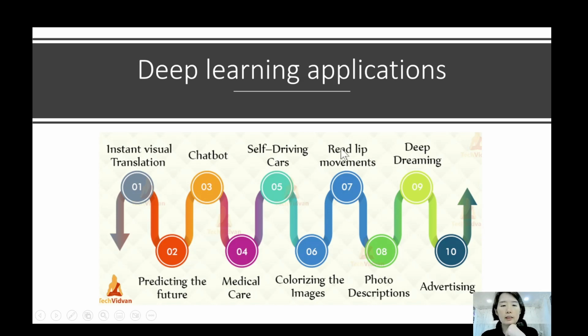So let's take a look at the deep learning applications now. Instant visual translation, you can use it to predict the future as well. The chatbots, medical care, self-driving cars, colorizing images, reading lip movements, photo description, deep dreaming, advertising. If you're interested to find out more, there is a lot of research that has been done in all of these applications, and some of it is already in real world application.